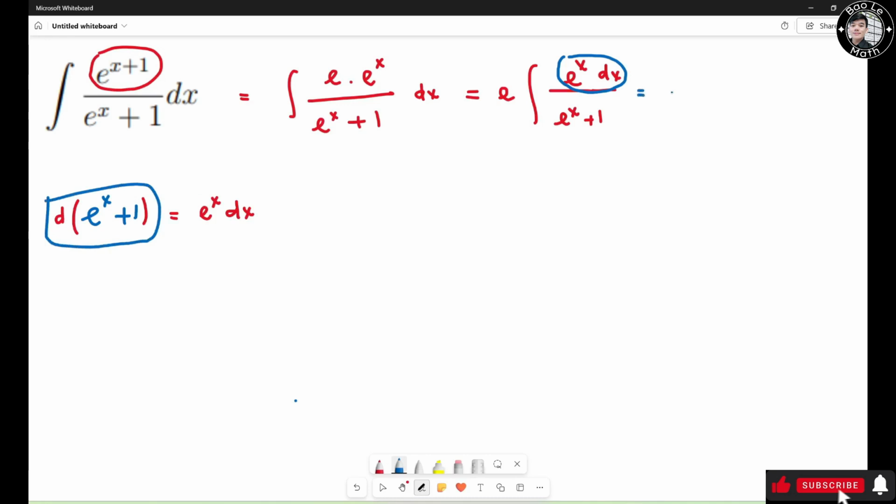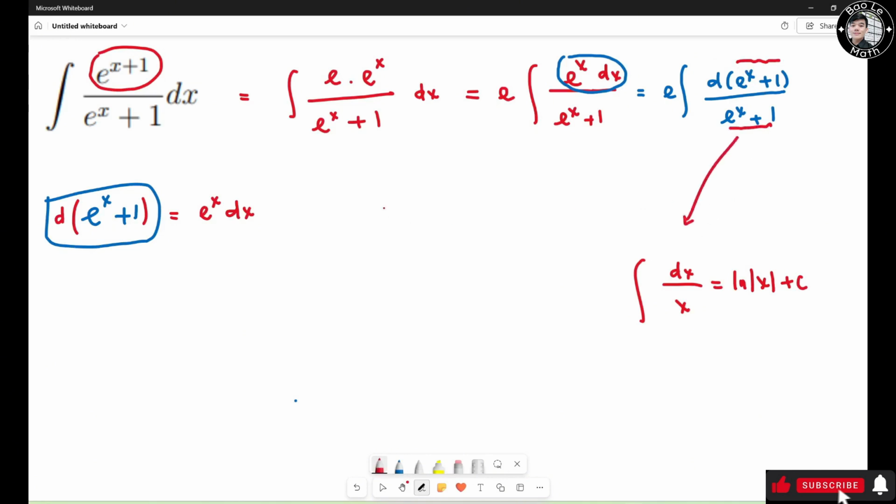Alright, so this turns out to be e times the antiderivative of d of e to the s plus 1 over e to the s plus 1, right? Now you have the formula: antiderivative of ds over s is going to be natural log of absolute value of s plus C, right? Now look at this one right here. This and this are both the same, so you can apply this formula. So it turns out to be e times natural log of absolute value of e to the s plus 1 plus C, right?